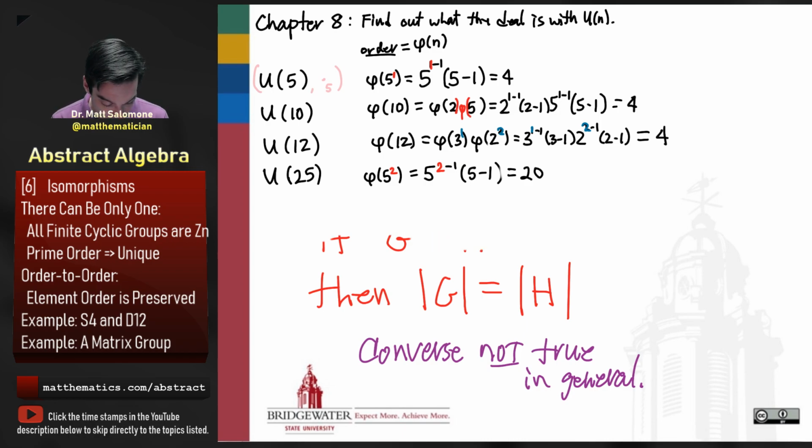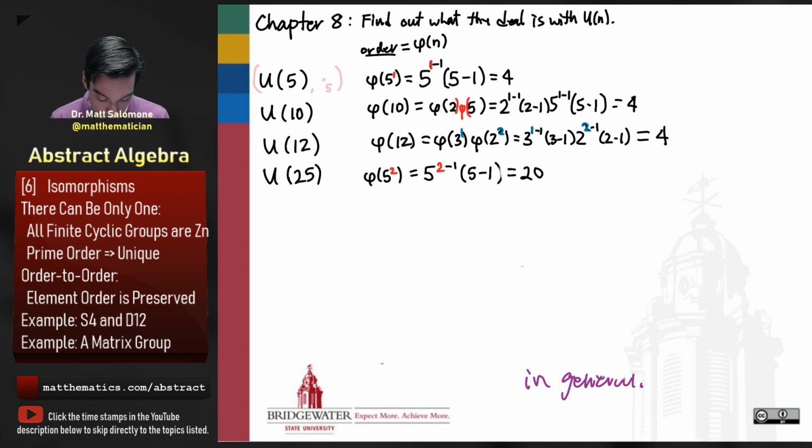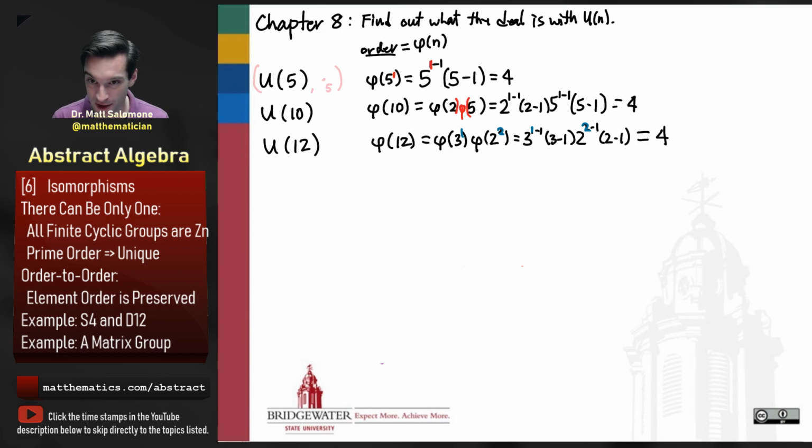So let's try and be thoughtful about how we understand these groups. We're going to set U25 off to the side for a minute. It's got 20 elements. I don't want to write them all right now. But we can, if we want to, explicitly write out the elements of each of these groups of order 4. U5, its elements are 1, 2, 3, and 4, mod 5.